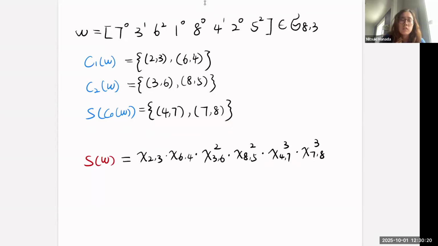Wait, I have a question. So for color 1 and 2, you don't use the shadow set? No, just record it. Okay. Yeah.